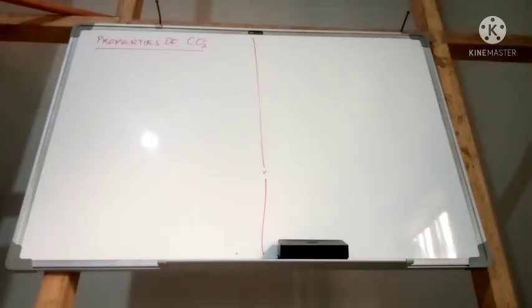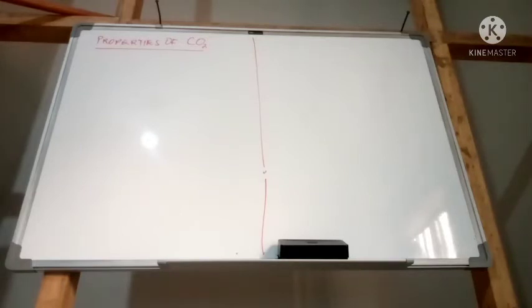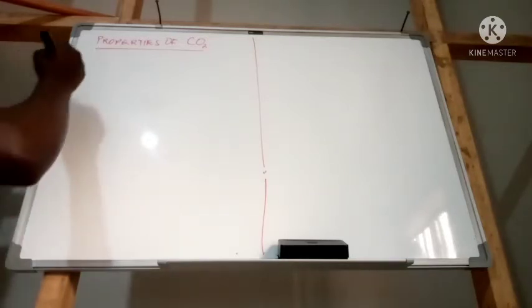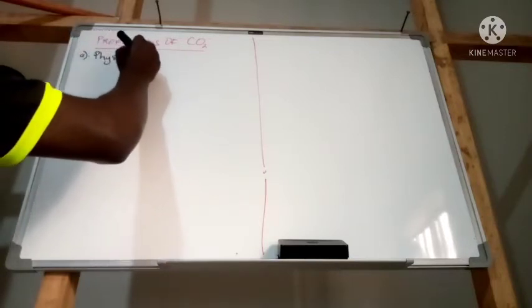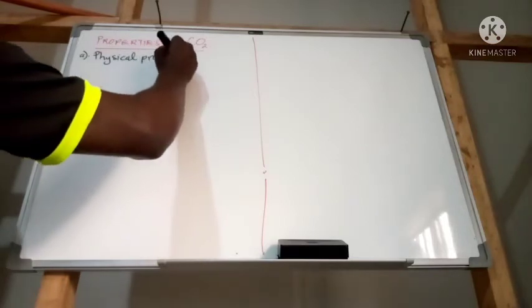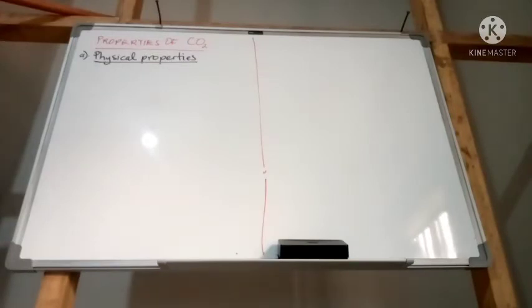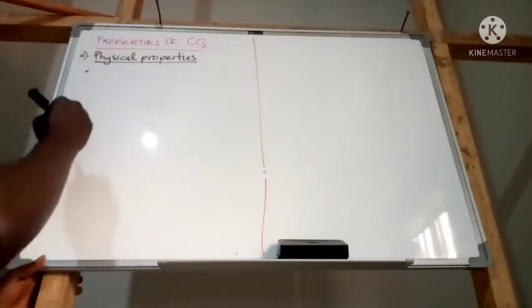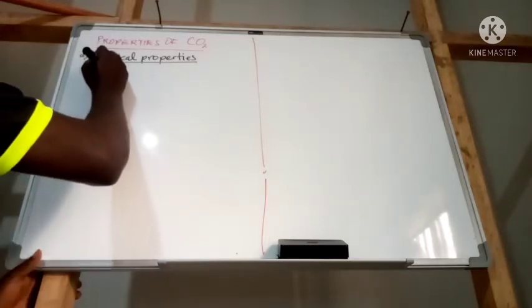Properties are always categorized into two. There are those which are physical and there are those which are chemical. The physical properties don't involve equations, but the chemical properties will involve equations. So definitely we are to begin with the physical properties. Among the physical properties, there are things we commonly look at like color. We all know carbon dioxide is part of air and air cannot be seen. So definitely expect carbon dioxide to be colorless.